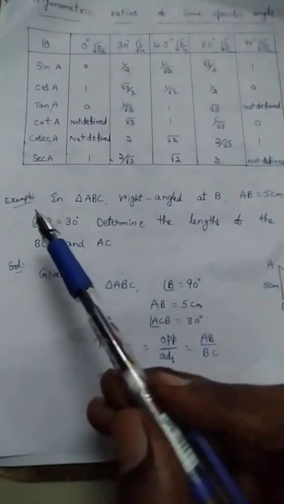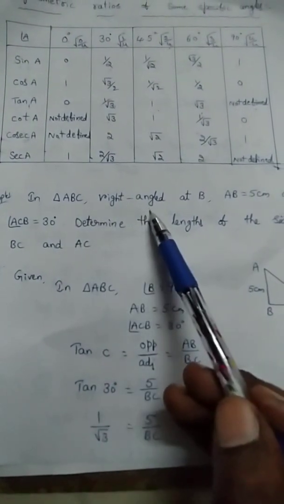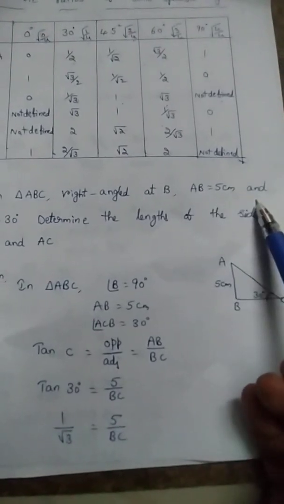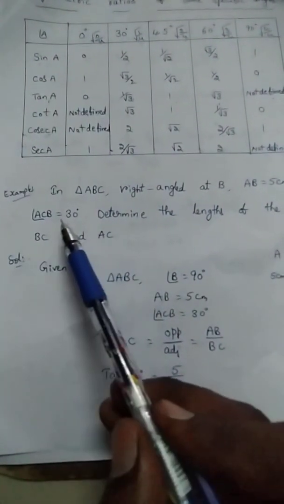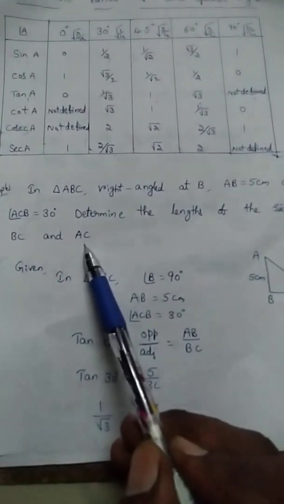Okay, based on that table, we'll solve some problems here. Example: in triangle ABC, right angled at B, AB is equal to 5 centimeters and angle ACB is equal to 30 degrees. Determine the lengths of the sides BC and AC.